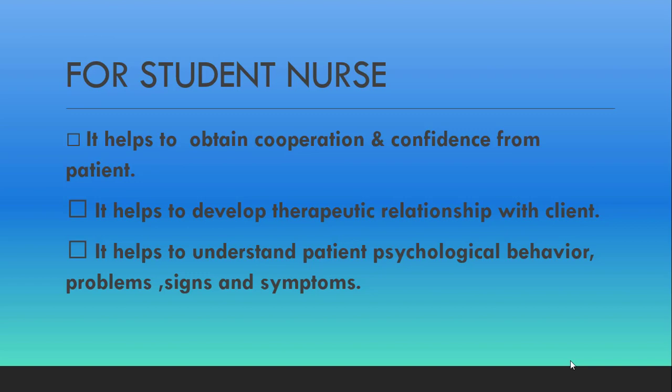Next, for the student nurse, it helps to obtain cooperation from the patient. It helps to improve the confidence of the patient. It helps to develop therapeutic relationship with the patient. Also, it helps to understand the patient's psychological behavior, problems, and signs and symptoms. So these are all the aims and objectives of the student nurse. That also you have to write after writing the identification data, present chief complaints according to the patient, according to the relative. So these are all the main things you have to write before starting the conversation.